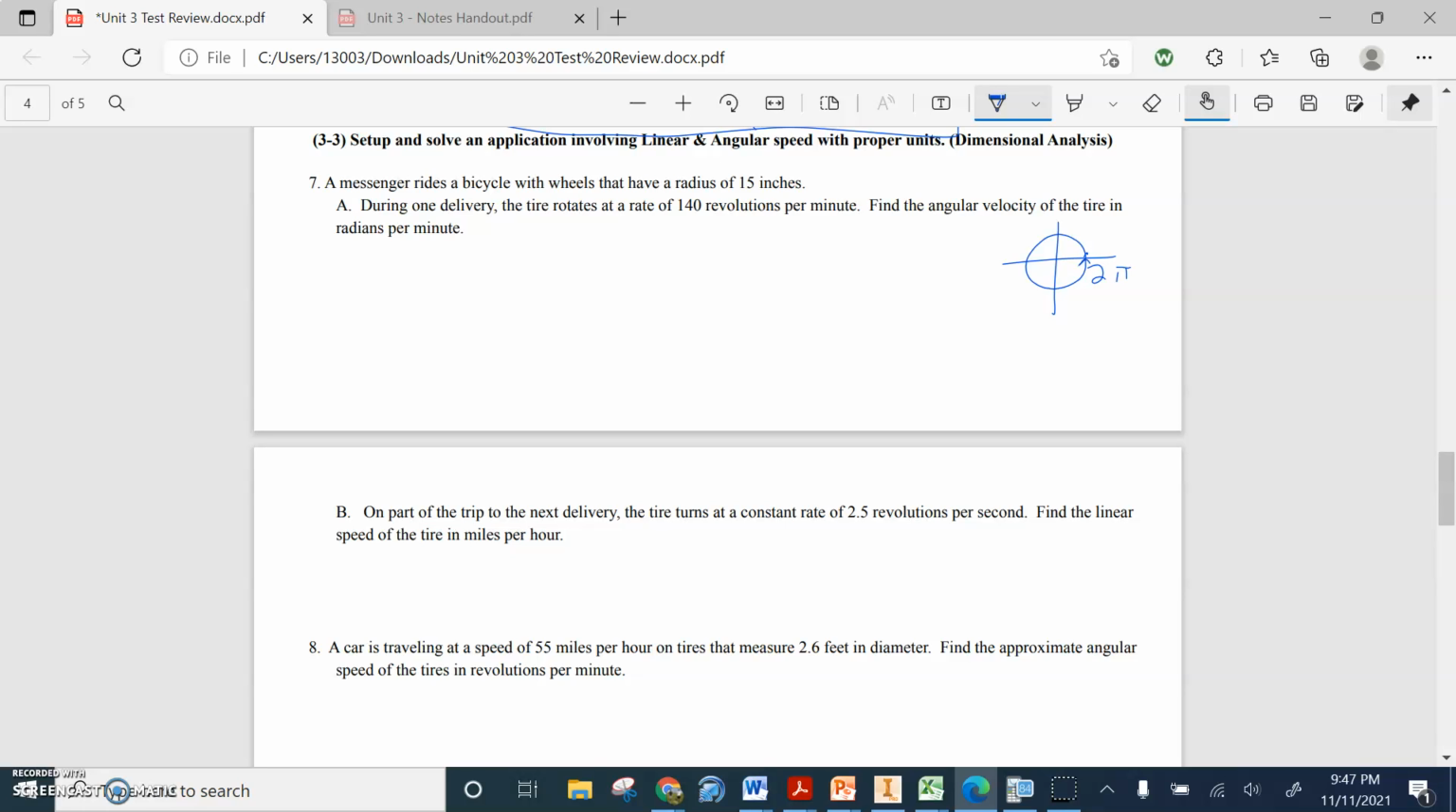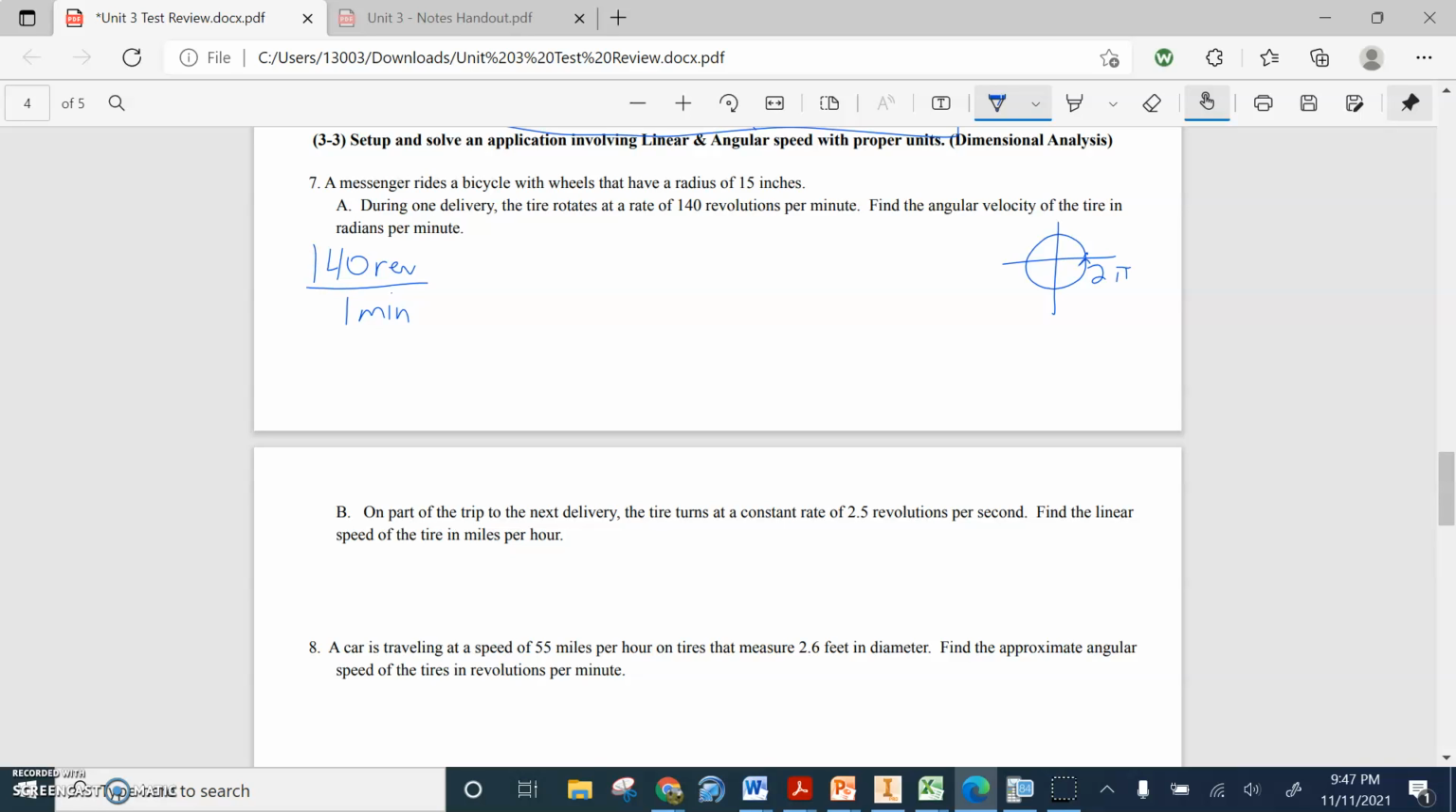So question 1, messenger rides a bike. Wheels are 15 inches. Part A, the tire is rotating at 140 revolutions per minute. They want us to find the angular velocity in radians per minute. So all of these you start by writing them out in fraction form. Units are the most important thing. So I would write revolutions per minute like that, revolutions per 1 minute.